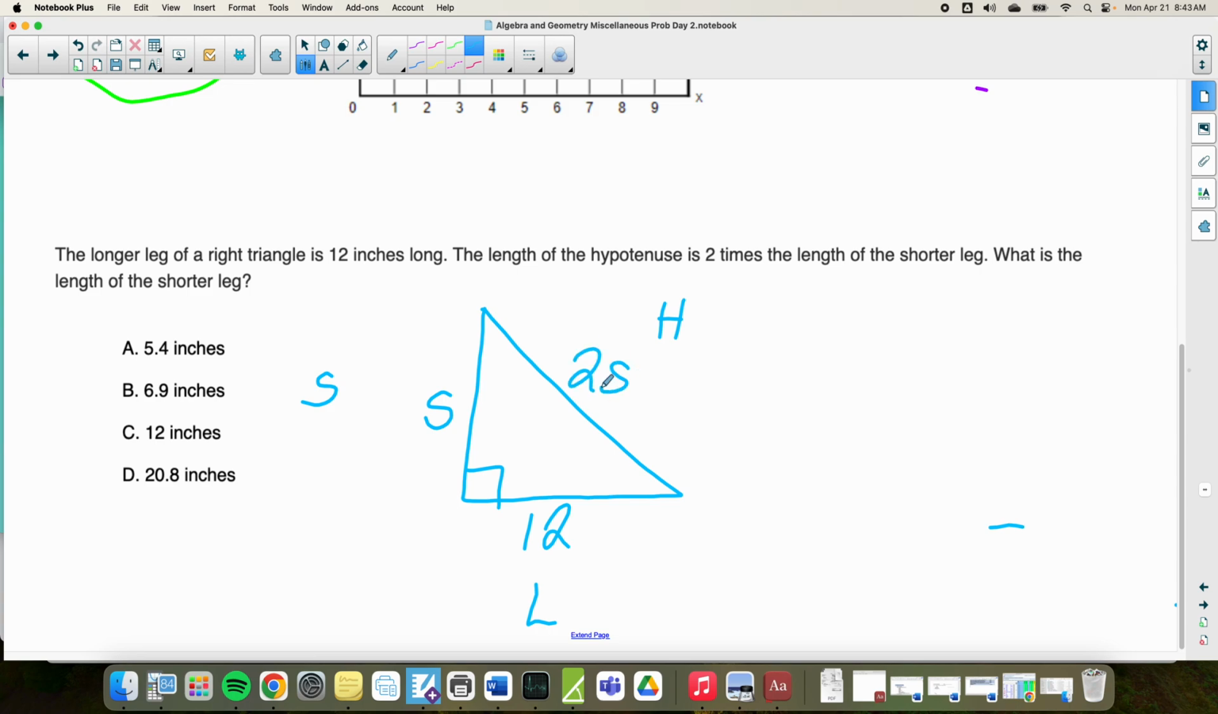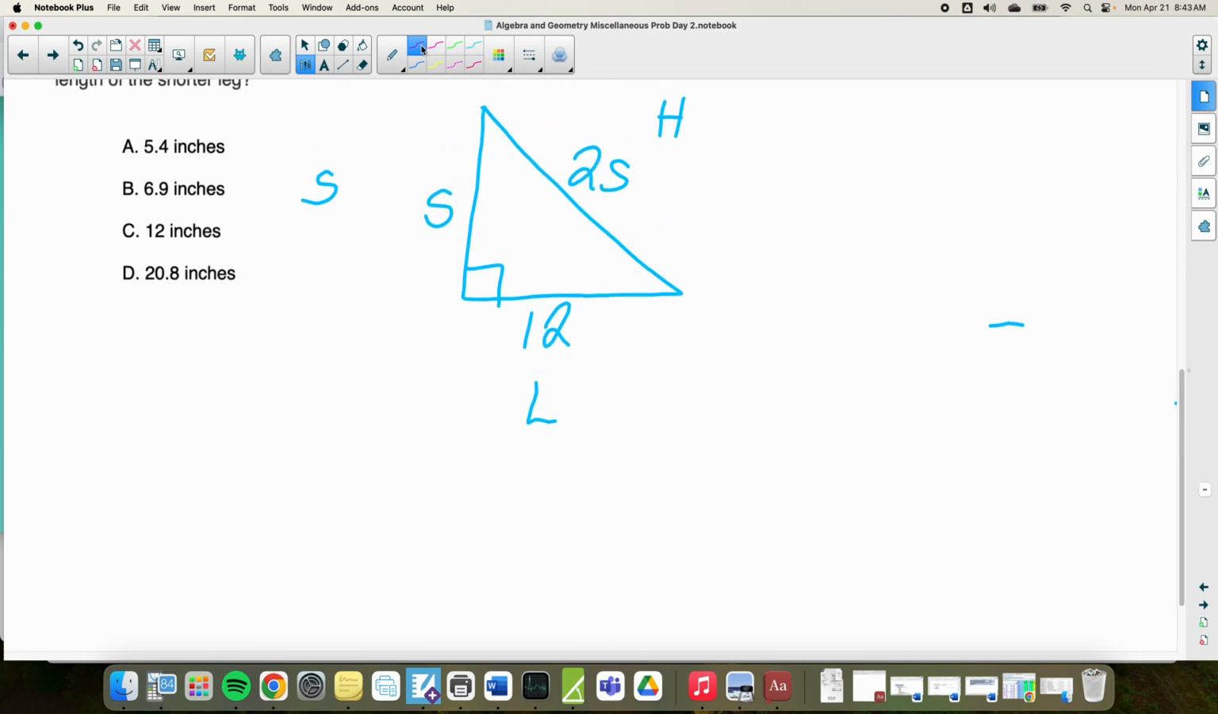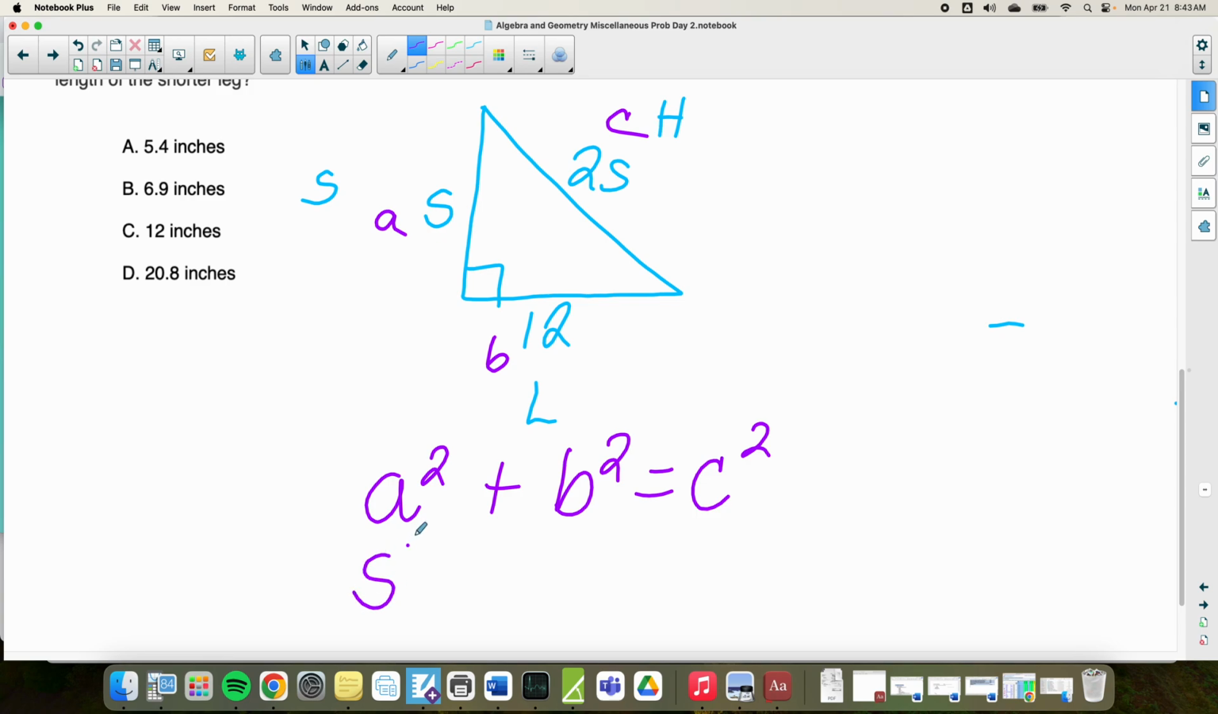And then what we would do is Pythagorean theorem. Okay, so here's what I'm going to do. A squared plus B squared equals C squared. Do you guys all know why I have S and 2S? Does that make sense? Okay. So now I'm going to substitute in. I could call this my A, this my B, this my C. So A is S squared, B is 12 squared, and C is 2S squared.